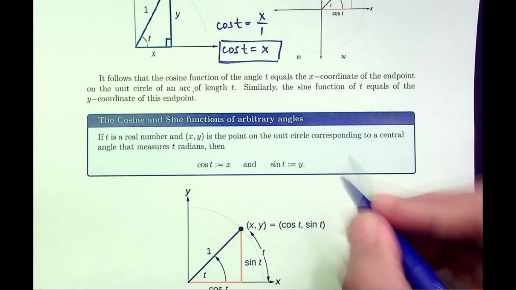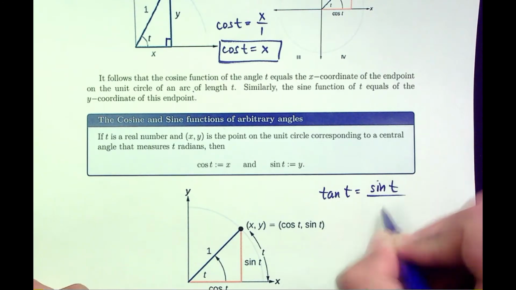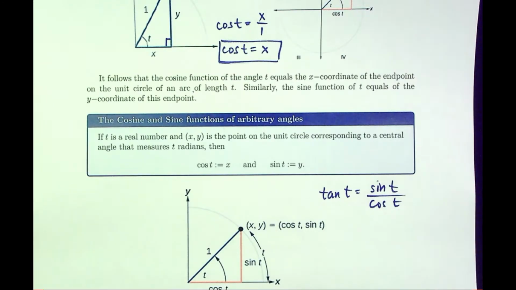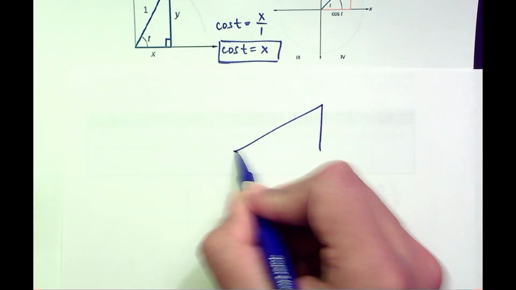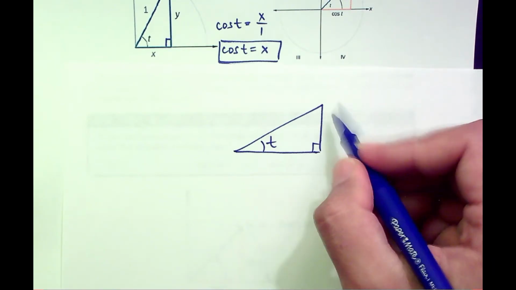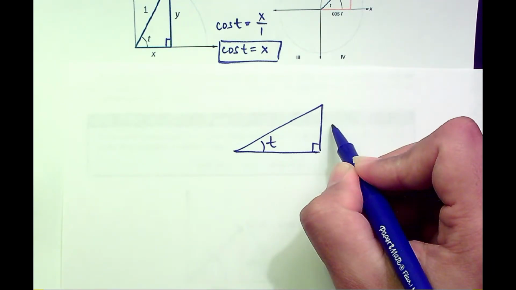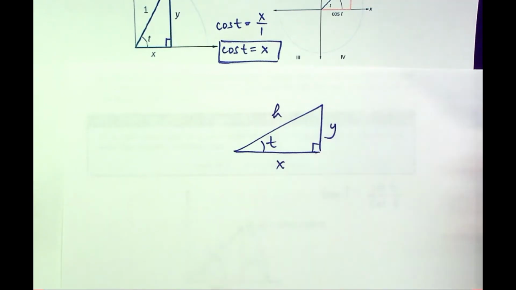All right, and then we can define the tangent as sine over cosine. And this definition is actually consistent with the definition that we know from before from SOHCAHTOA, because if you have a right triangle, let's figure that out. So let's say this is t, and this is y, x, and h for the hypotenuse.